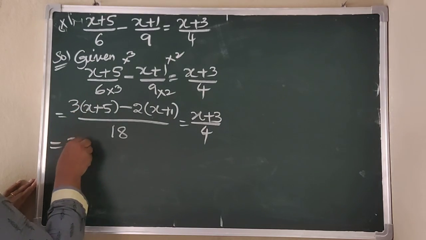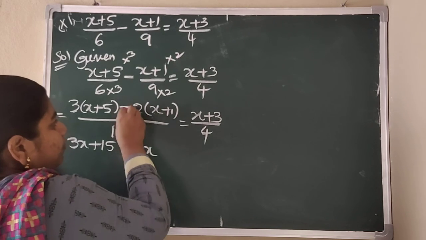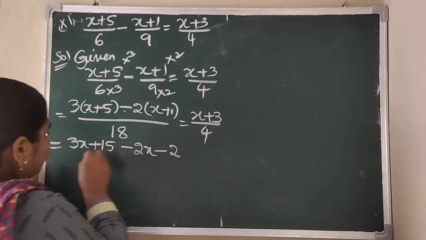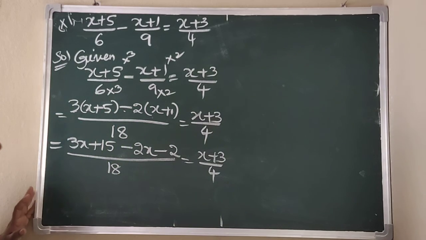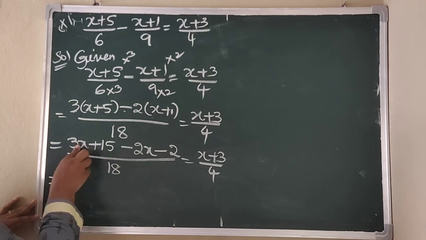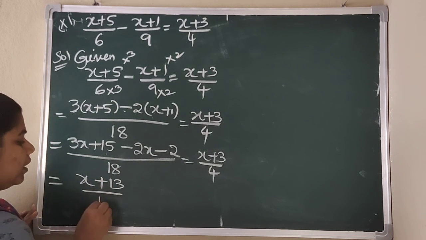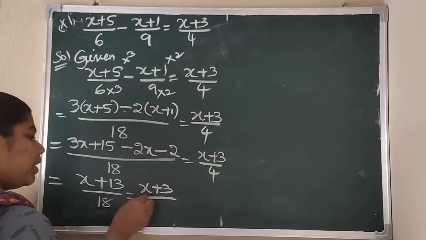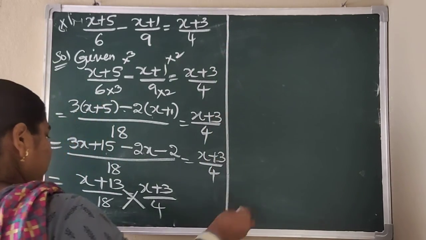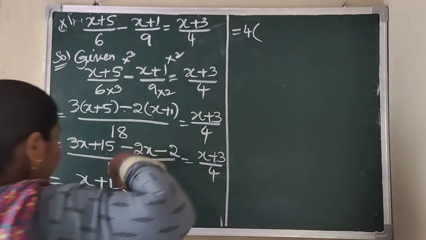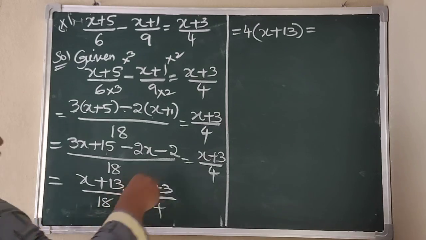So 3 into x is 3x, plus 3 fives are 15, minus 2 into x is 2x, minus into plus is minus, 2 ones are 2, by 18 is equal to (x + 3)/4. Now solve these values. So 3x minus 2x will be x. 15 minus 2 will be 13. So (x + 13)/18 is equal to (x + 3)/4. So do cross multiplication here. So it will be 4 into (x + 13) is equal to 18 into (x + 3).